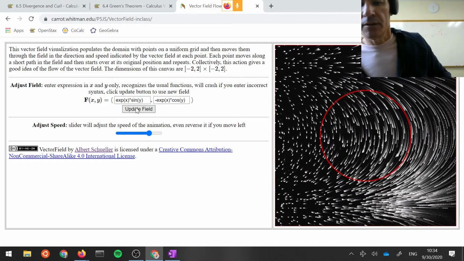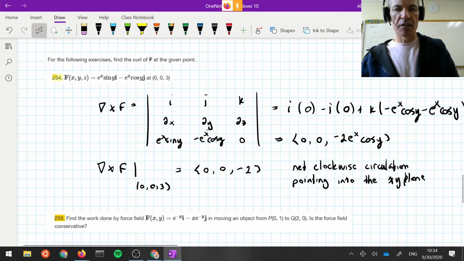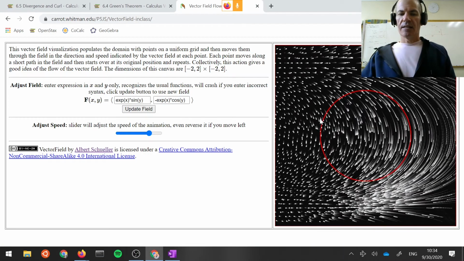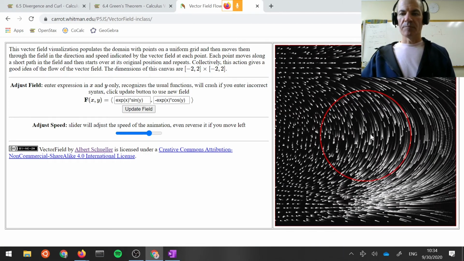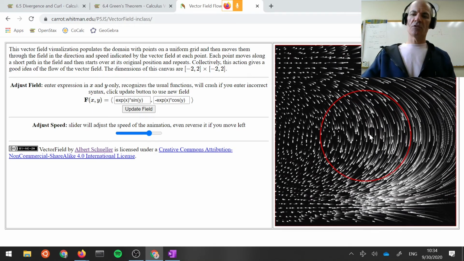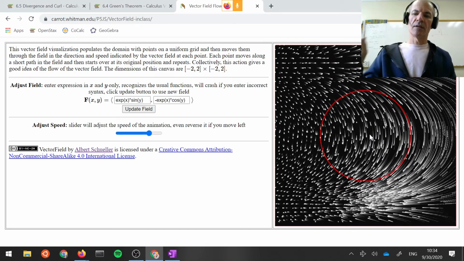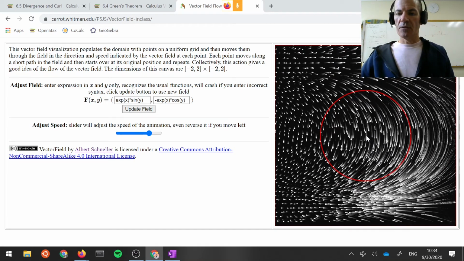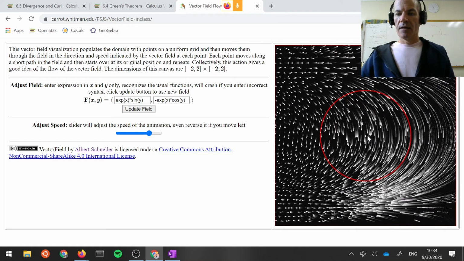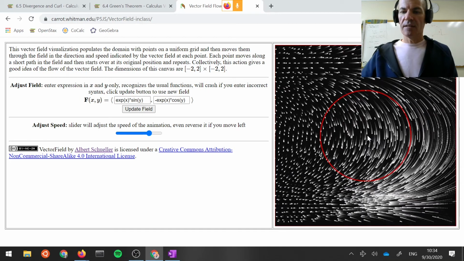Alrighty, well, there's that. Let's see if we can orient ourselves here. We're interested in the circulation of this field at 0, 0, 3. This field has no z dependence, so what it's doing here in the xy plane is basically what it's doing for all z's up and down. Now this is 0, 0. You know, I guess I believe it.